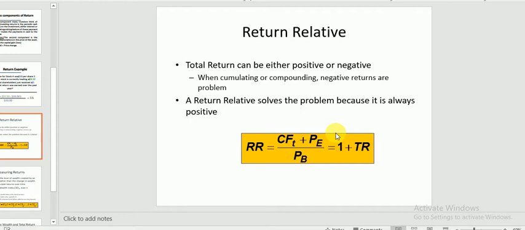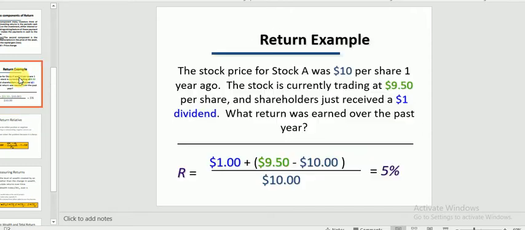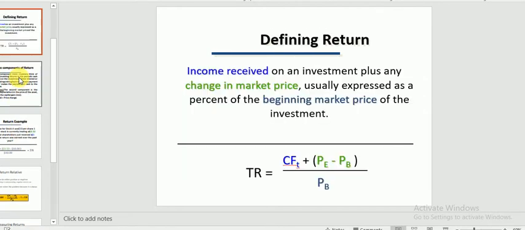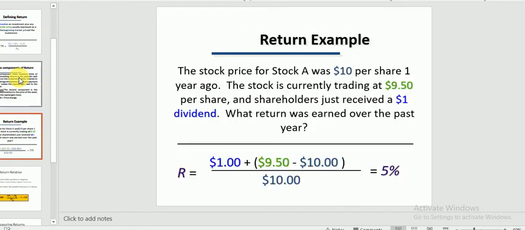Today our investment topic is return relative. As you know, our previous lecture was about the calculation of the total returns, how we can calculate the total returns. We also explained the total return with a practical example by this formula. We also solved this simple example as well.